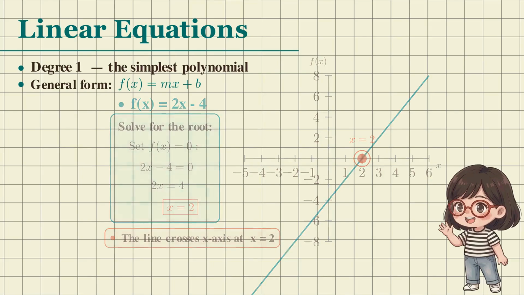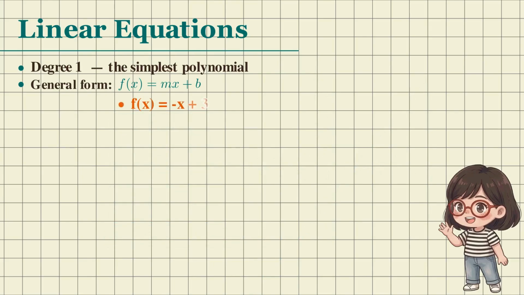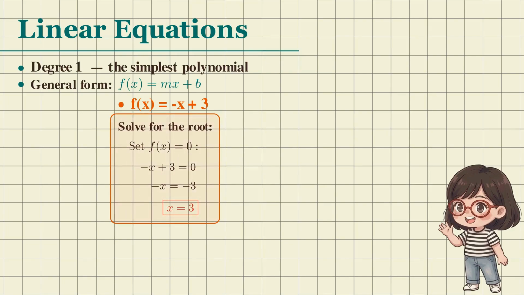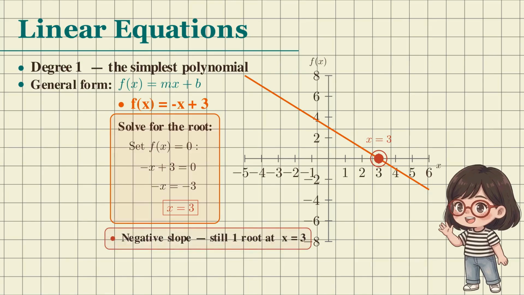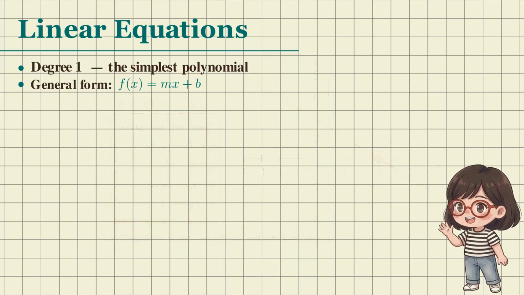Second example, f of x equals negative x plus 3. Negative slope goes downward. Set it to 0. Negative x plus 3 equals 0. Negative x equals negative 3. So x equals 3. Still just one root. On the graph, the line goes downward but still crosses the x-axis at x equals 3. The slope changed, but we still get exactly one root. Negative slope, still one root at x equals 3.